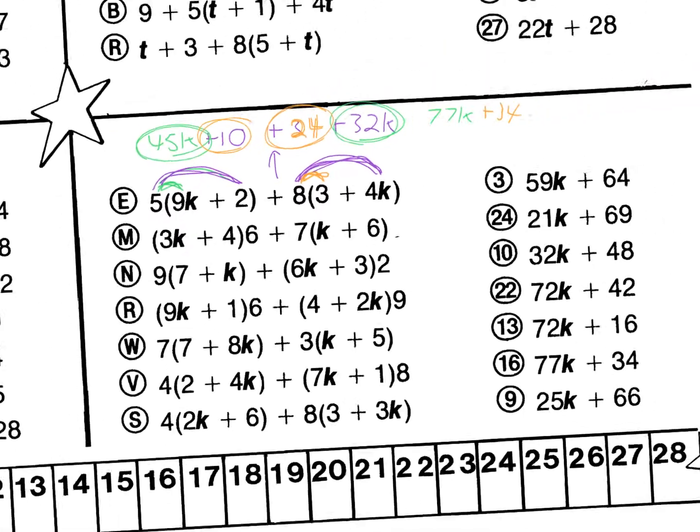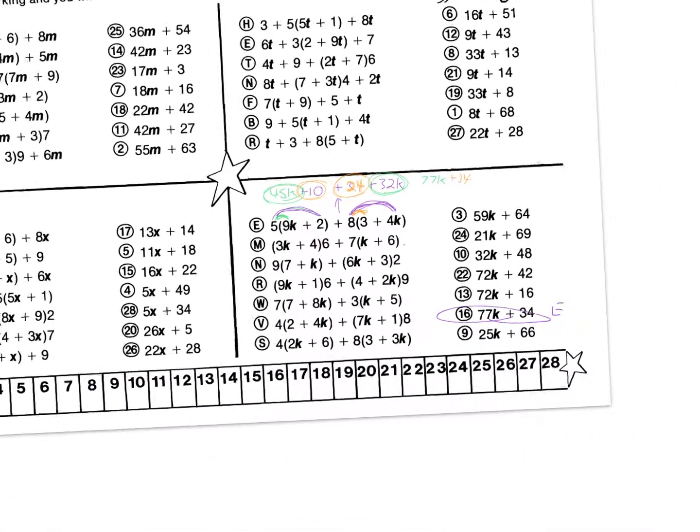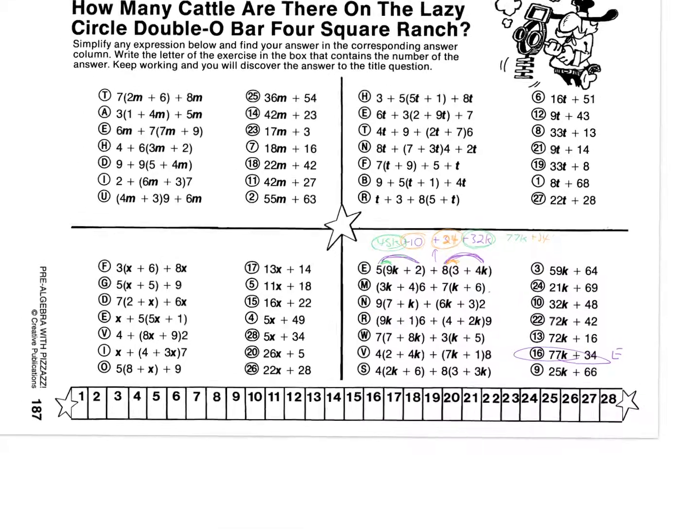And you can go find that. Hopefully I did that right. There it is, right here. So that one is E. So this one will take a little bit longer, but by the time you're done with this, you will be masters of distributing and combining like terms.